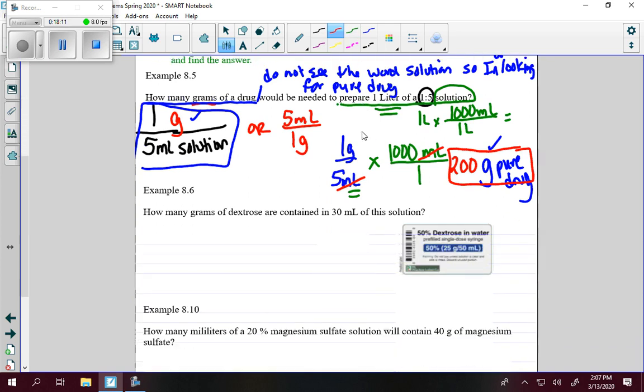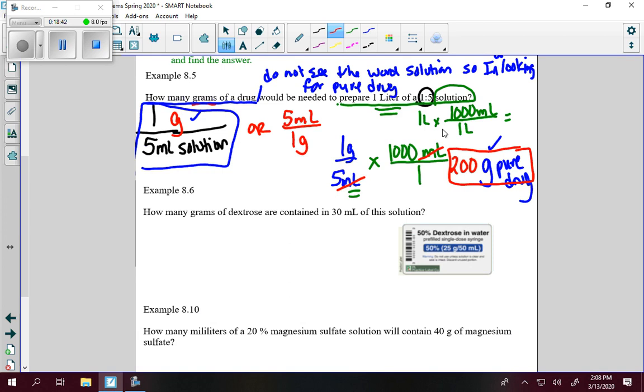That was a lot, but it was good. There's 3 steps. The first one was to set up the strength fraction, and then it was to multiply, and then it was to underline to see if the word solution was after the pure drug. In this case, it was not, so I knew I was looking for the pure drug. So therefore, I labeled my answer grams of pure drug and started my strength fraction with grams. And then I multiplied it by the amount of total solution so that the solutions canceled, and I got my 200 grams of pure drug.